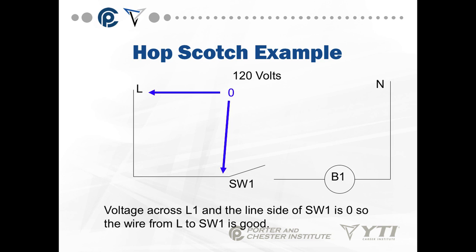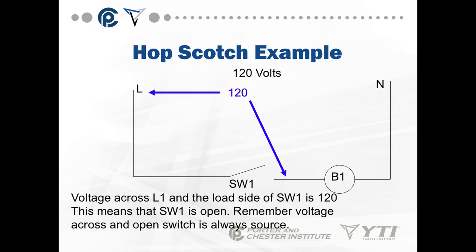Now, leave the lead on L and move the voltage to the line side of switch 1. Okay, so voltage from L to switch 1 is 0. That actually means that portion of the circuit is good because there's a complete path. We should not have a voltage differential. Go to the load side of switch 1. We got 120 volts. That means that switch 1 is open. Remember, voltage across an open switch is always source.